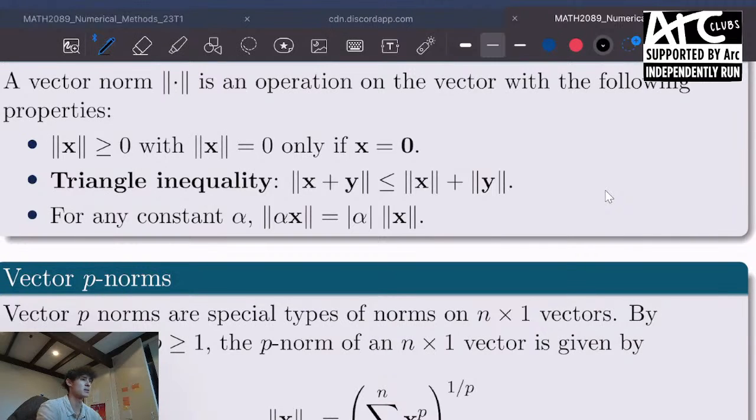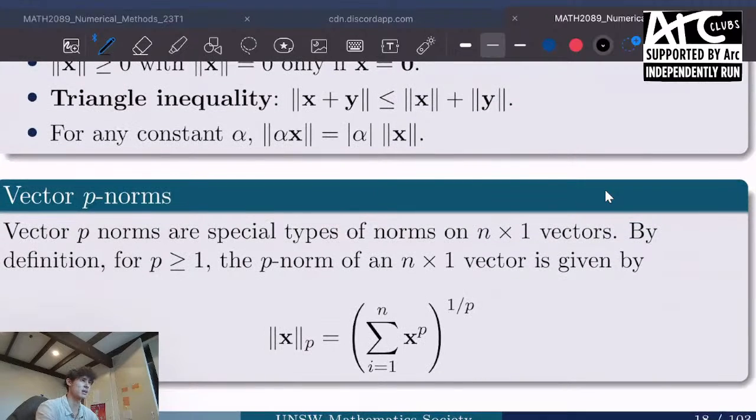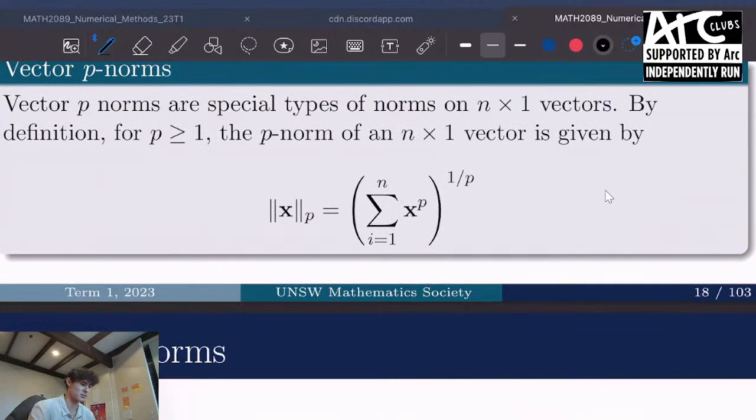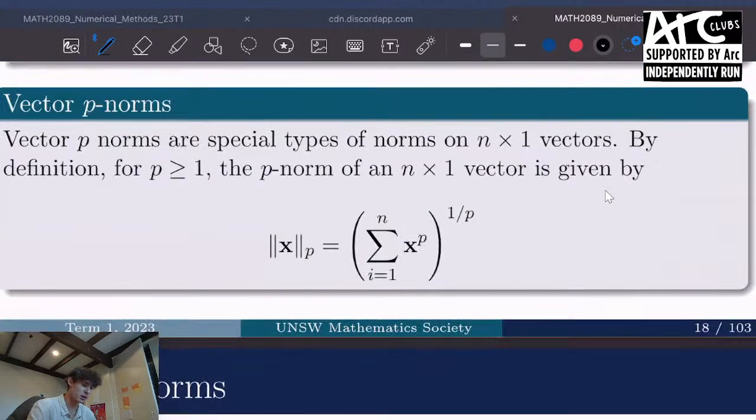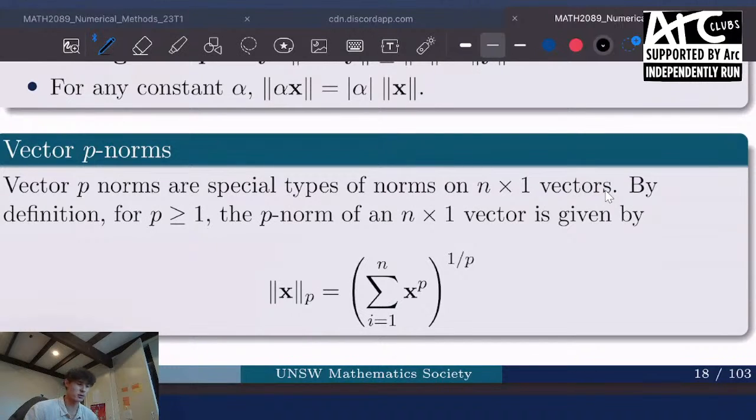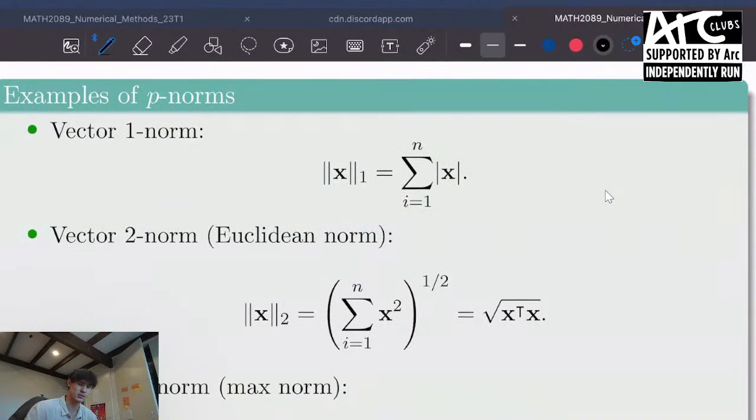So that means actually satisfying this inequality here, and we also need to be able to sort of bring out a constant to the front, if that makes sense. Now let's look at the most common example of a norm, and that is the vector p norm. So the vector p norm is sort of described here. Now we're not going to be working with the generalized p norm very much. We're going to be looking at specific examples of p norms.